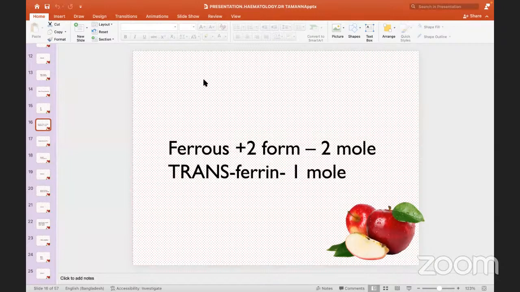Every question will be your recall, okay? So two molecules of ferrous form will be carried by one molecule of transferrin. So transferrin has two seats. In these two seats, there will be two ferrous molecules.